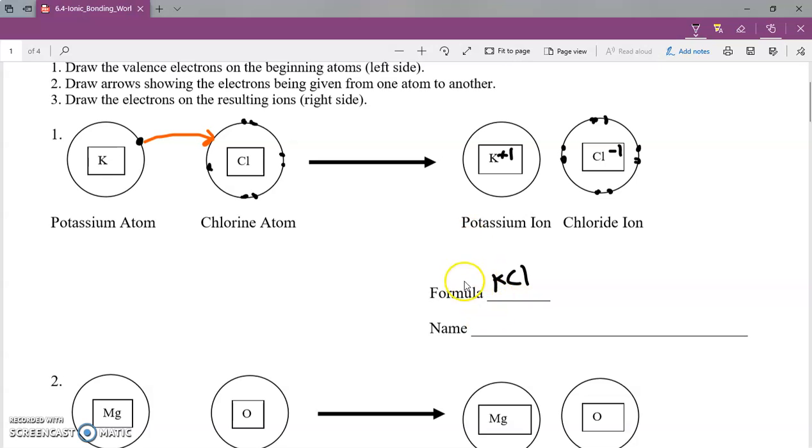What's the name of it? Well, let's take a look right here. Potassium and chloride, right? It's going to be kind of hard for me to write it out on pen or on mouse, but the answer is going to be potassium chloride. We add those two together. Potassium chloride.